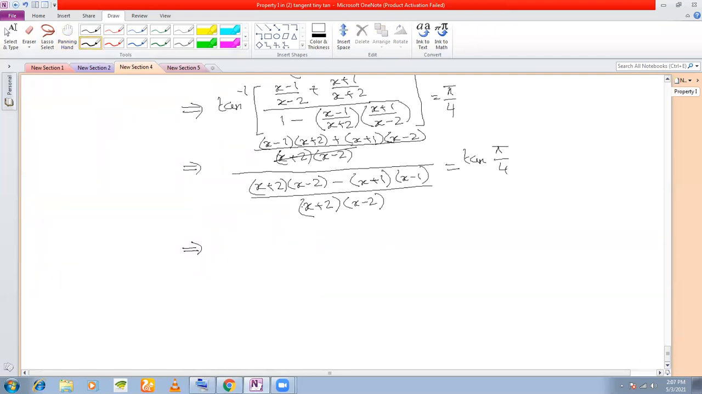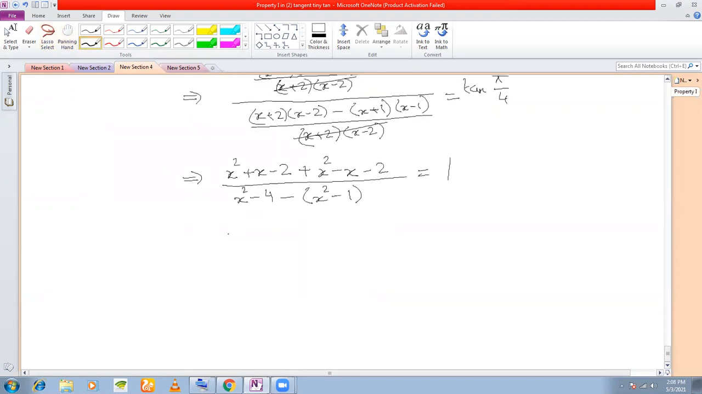Now what happens? These two will cancel here. So you simply get (x minus 1) into (x minus 2), which you multiply to get x square plus x minus 2, plus (x plus 1) into (x minus 2), you'll get x square minus x minus 2, divided by x plus 2 into x minus 2, which is x square minus 4 by the a plus b into a minus b formula. And this one is minus (x square minus 1), is equal to tan pi by 4, which is clearly 1.